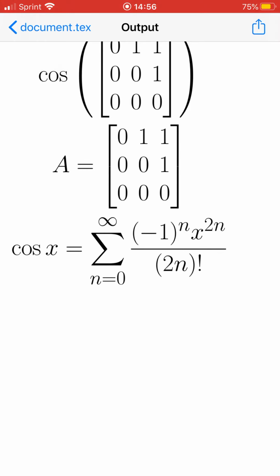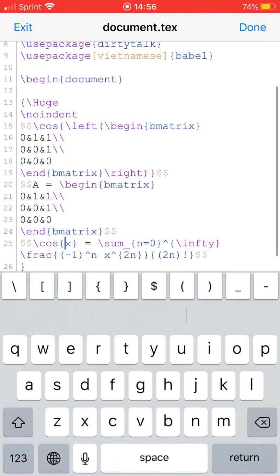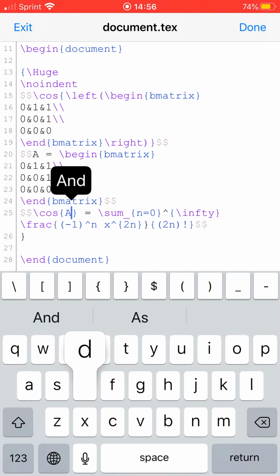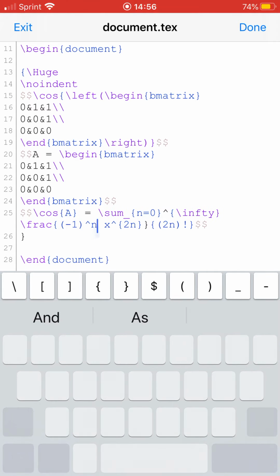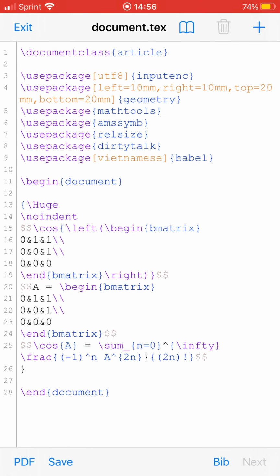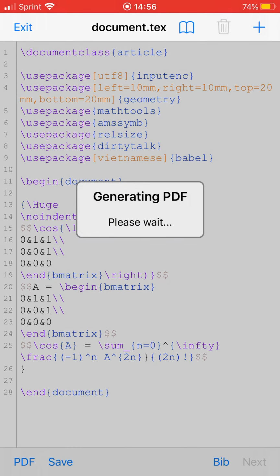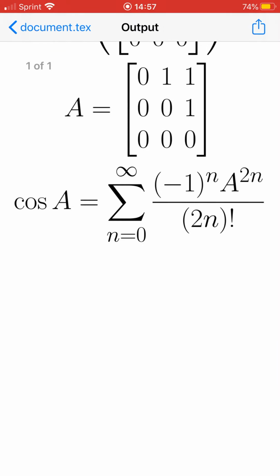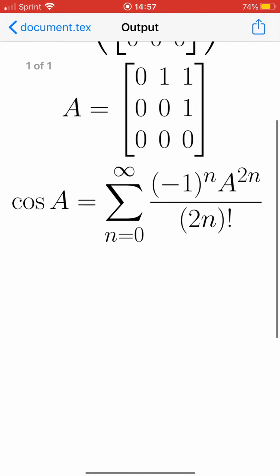So this is the Maclaurin series of cosine of x, and now let's substitute x equals A, which is the matrix that we're using. So cosine of a matrix A is equal to the sum from n equals 0 to infinity of negative 1 to the nth power times A to the 2nth power divided by 2n factorial. We just substituted x equals A. And now let's expand this sum.